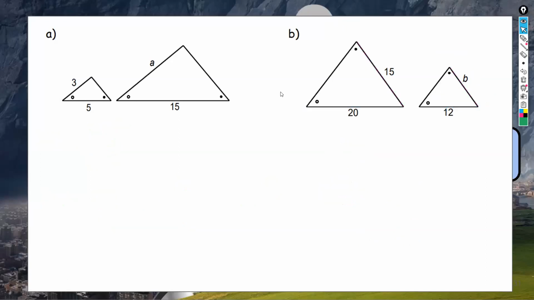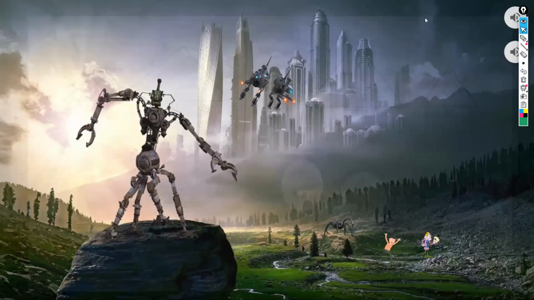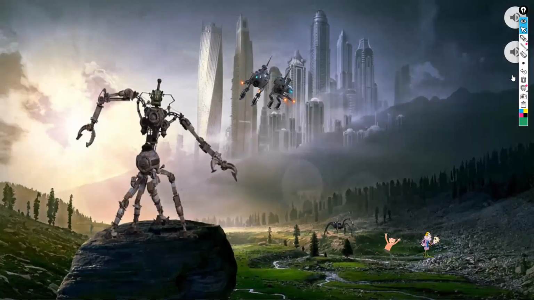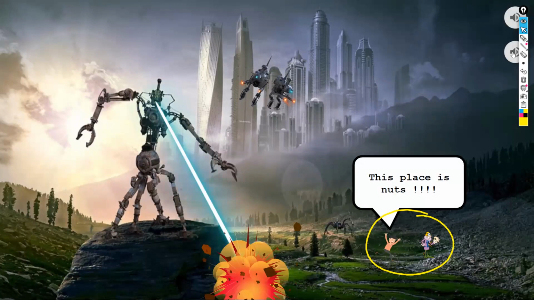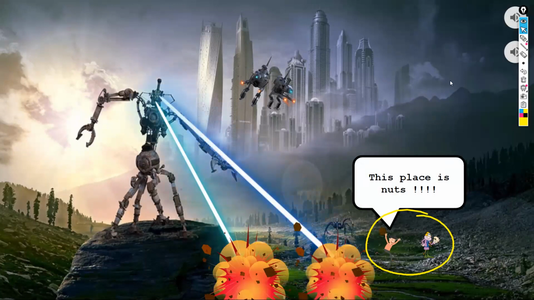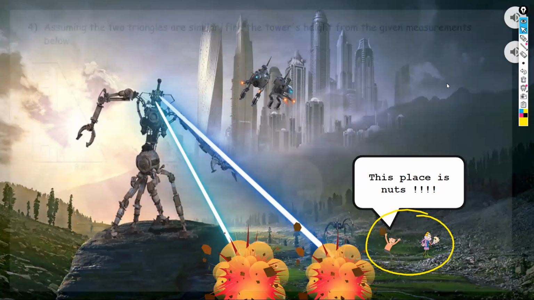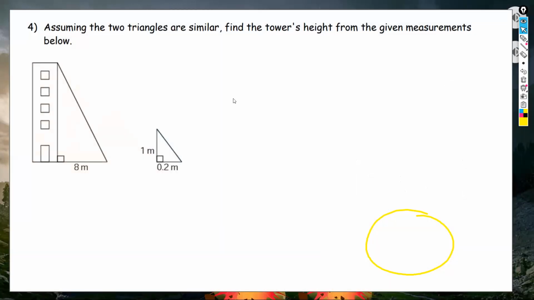Let's see what happens to our friends who are on the run from the robots. So that's our friends over here. I don't know if you all see them here. They're running from those robots who want to destroy them, shooting at them. All right, so let's hope they get out of that alive.